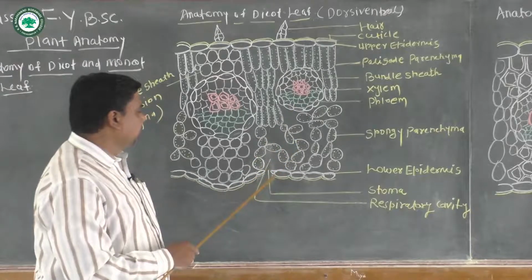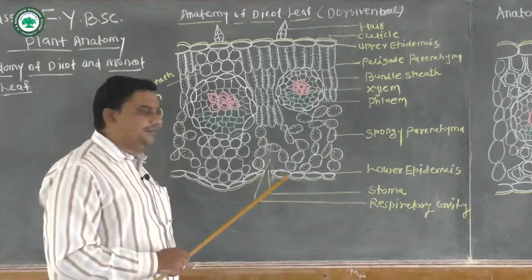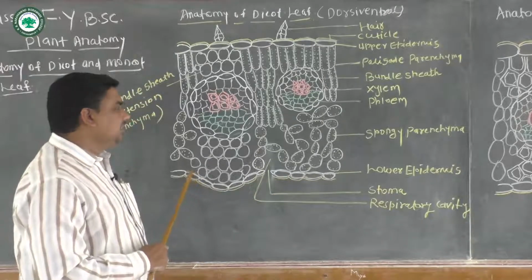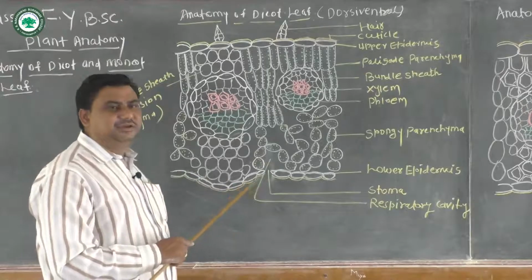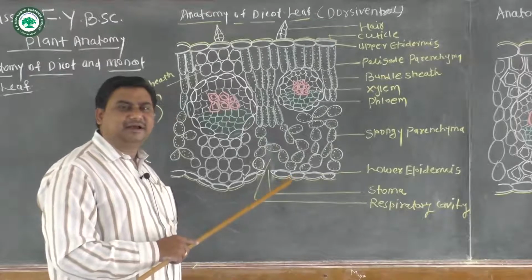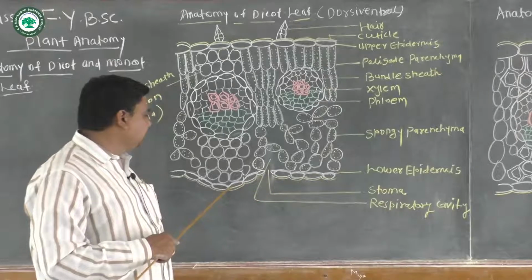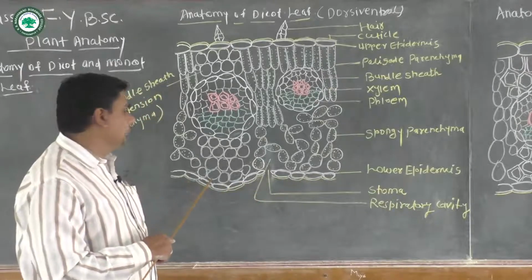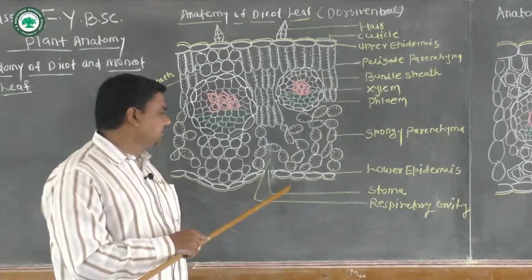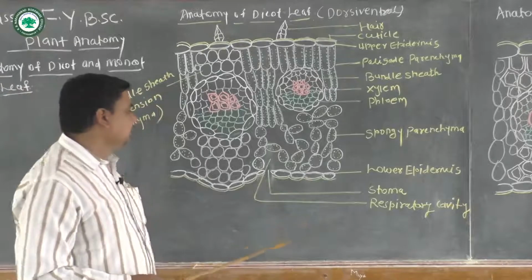Then there is the lower epidermis, having again a thick-walled cuticle. The epidermis is made up of uniseriate cells, again compactly arranged. Then there is the thick-walled cuticle on the lower epidermis. Again it checks the rate of transpiration; the loss of water is checked by this cuticle.